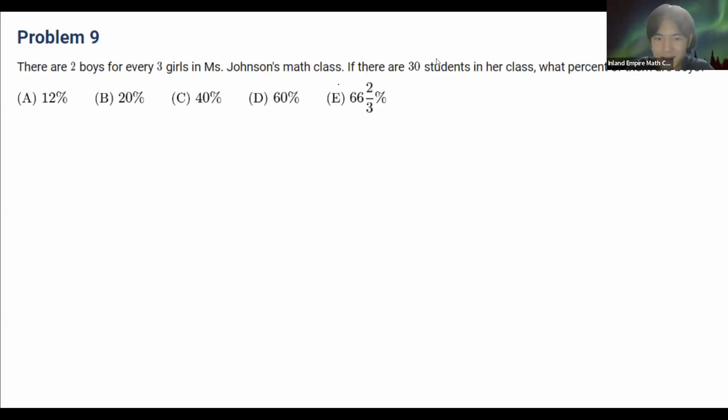Does anyone else have an answer? Okay, Sean says C. Jasper says C. So I think it's pretty split between B and E. So I'm gonna go ahead and explain this question. So the first thing you want to do is cross out the sentence because you don't need it.